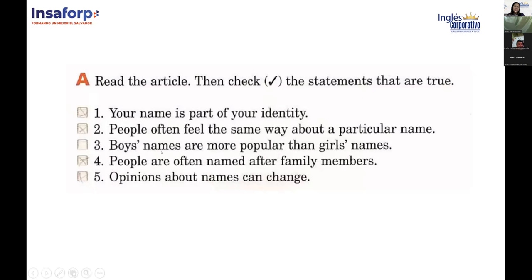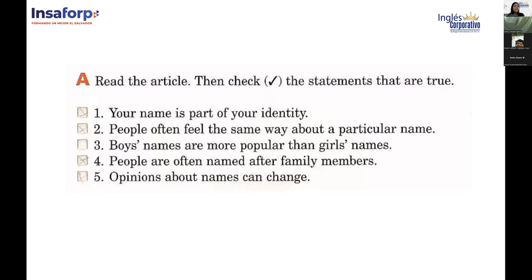Okay, number three. Boys' names are more popular than girls' names? True or false? No, that's not true. It's false. The article doesn't say anything about that.